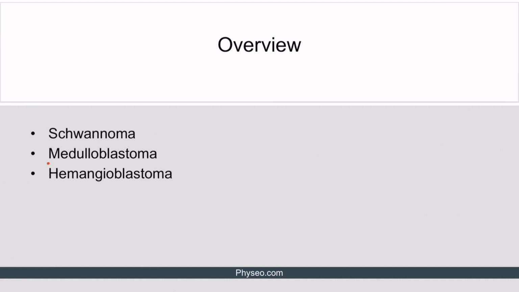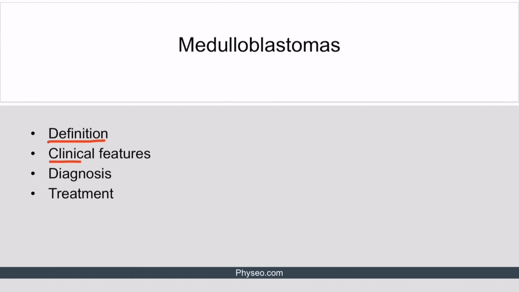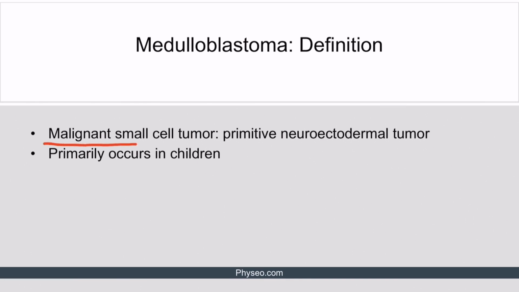Now let's continue with medulloblastoma. We'll cover definition, clinical features, diagnosis, and treatment. Medulloblastoma is a malignant small cell tumor, and it is a primitive neuroectodermal tumor. It primarily occurs in children.